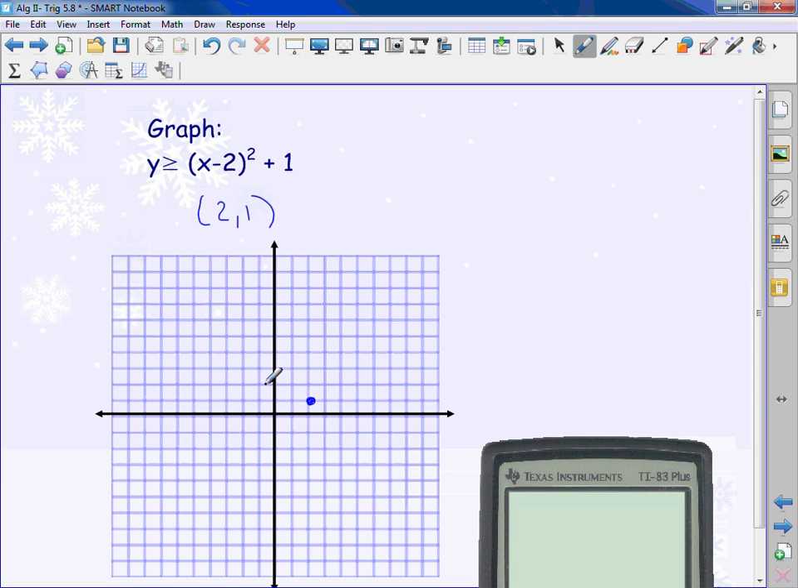For the y-intercept, what is x? X is 0. So 0 minus 2 is -2. -2 squared is 4. 4 plus 1 is 5.